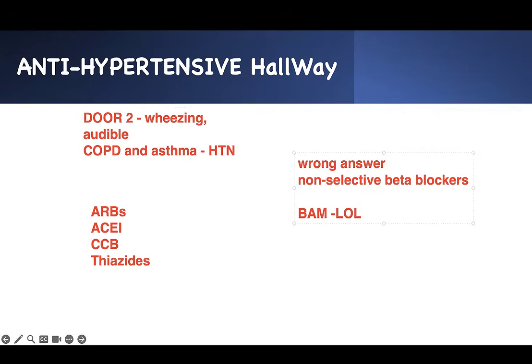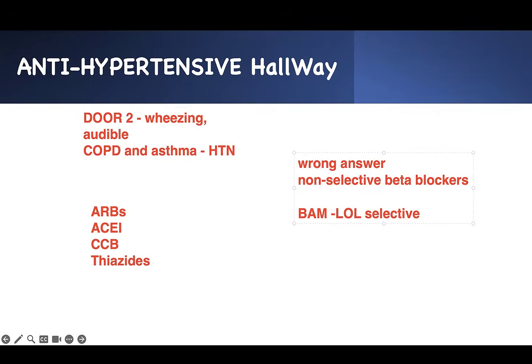So bisoprolol, atenolol, metoprolol are what we call selective beta blockers, because they bind to B1 receptors. Your lung has two receptors, right? Beta 2, because you have two lungs. So non-selective blockers bind to B1 and B2. Selective ones start with the letter B: bisoprolol, atenolol, metoprolol.